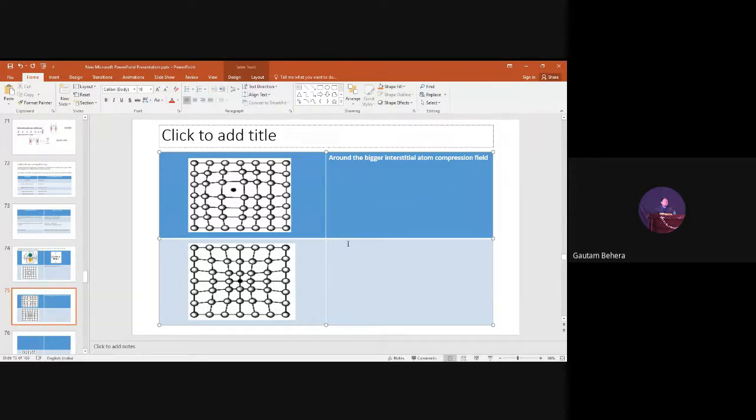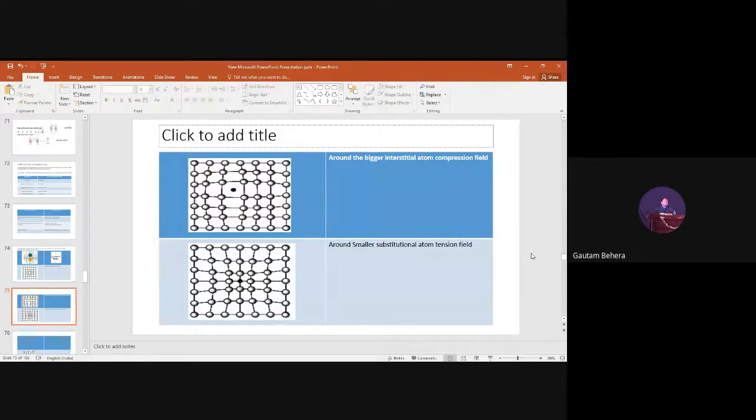What is this and what is happening here? Tensile. This is a smaller substitutional atom. Very good. Why substitutional? Just look at the figure. How can it occupy the regular lattice point? Very good. It is occupying the regular site, or lattice points, or lattice sites. So around a smaller substitutional atom, we have which kind of field? Tension field. Very good.